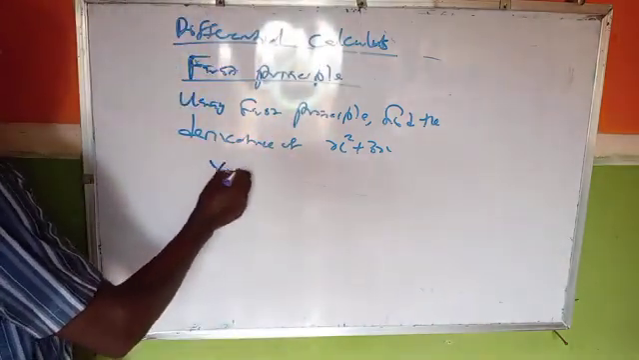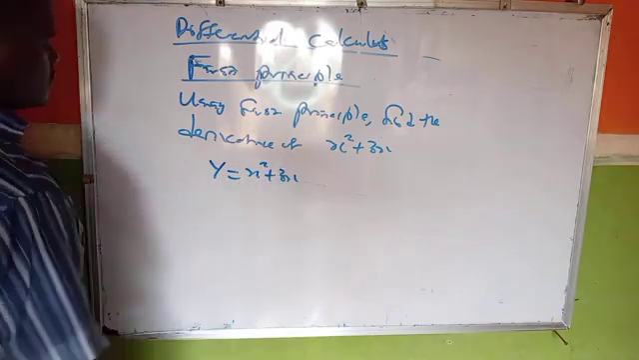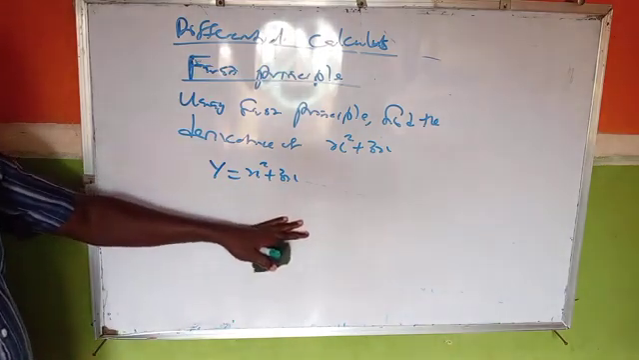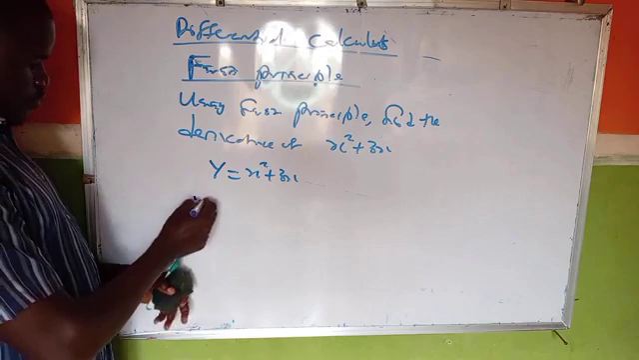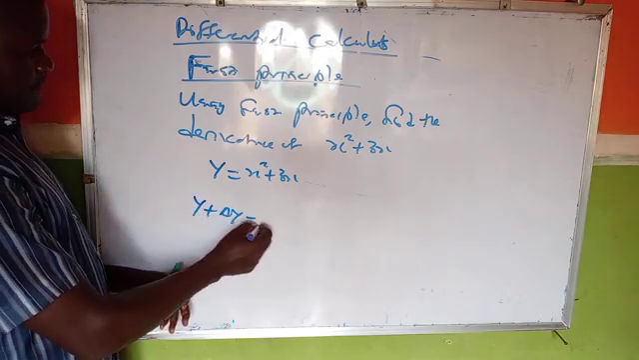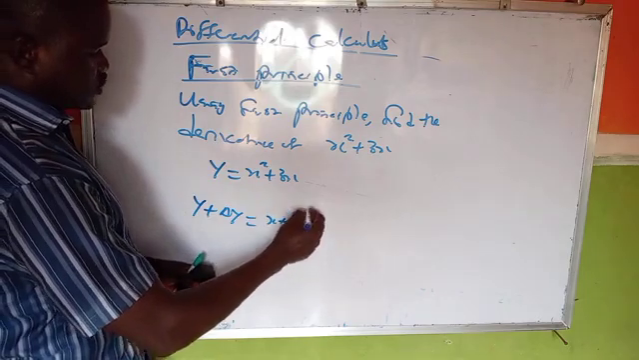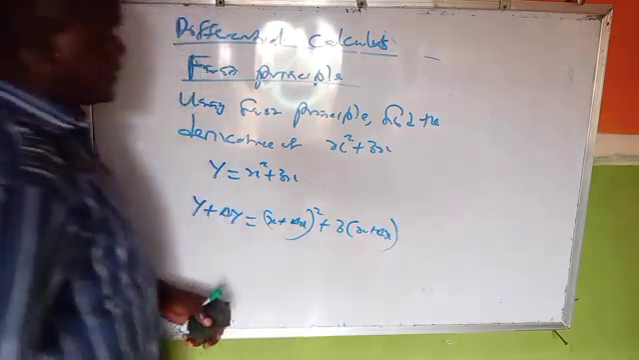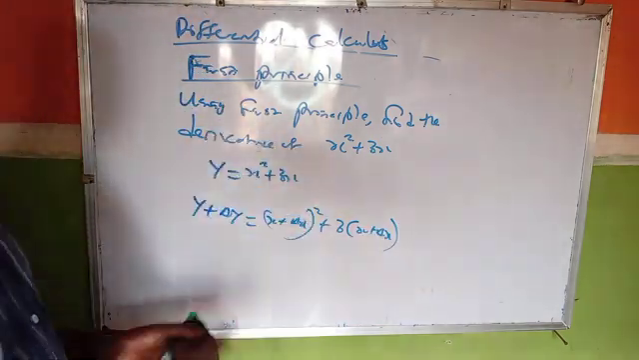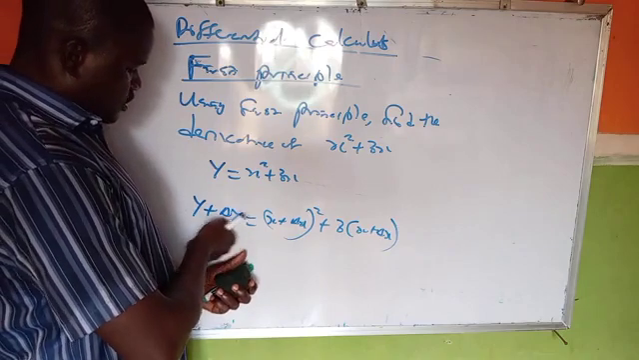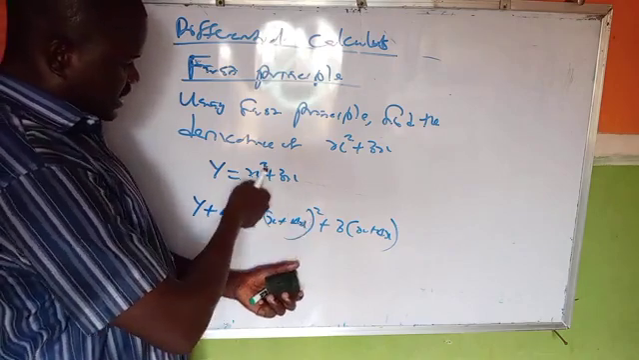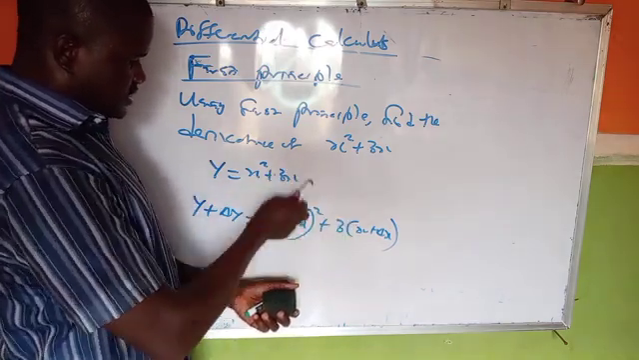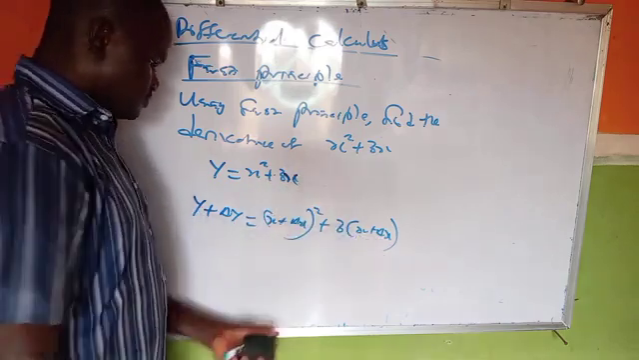The first thing you do is y equals x squared plus 3x, because it's a function of x. Now if you have y plus change in y, it is going to give you (x plus change in x) squared plus 3 times (x plus change in x). This is a little change in y and a little change in x. The 3 is constant.